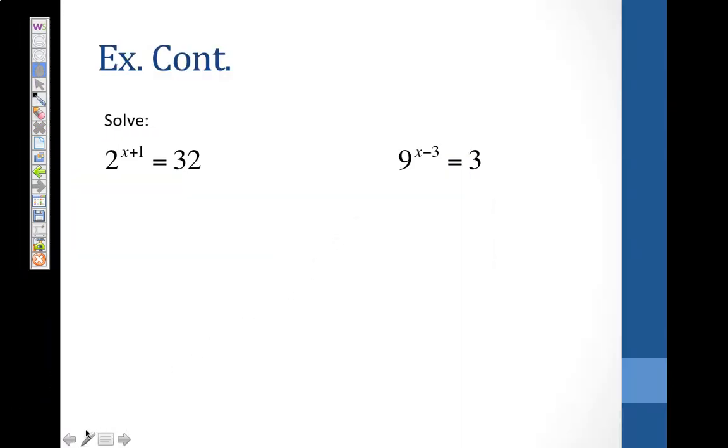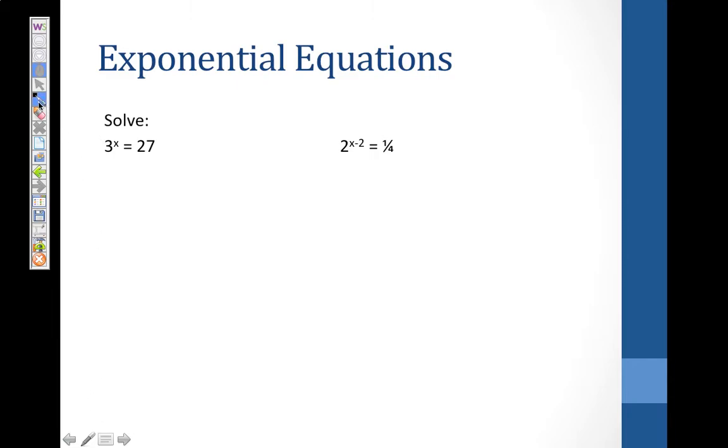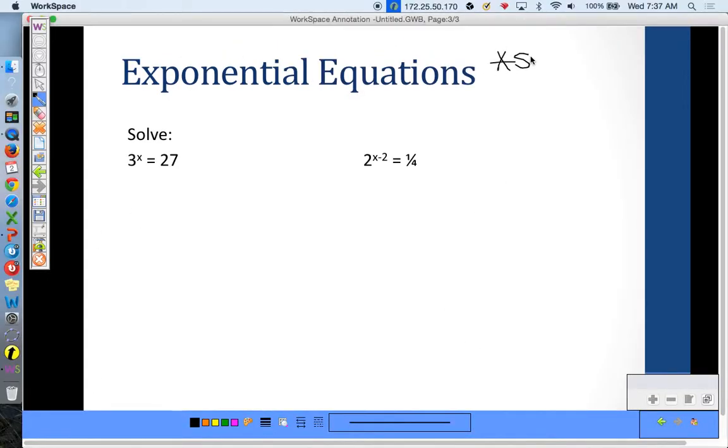If we go take a look at that first example there, again, you want to rewrite with the same base. So 3 to the x, well, that's 3 to the x. 27 is 3 to the 3rd. So, excuse me, sorry about that. So x has to equal 3.